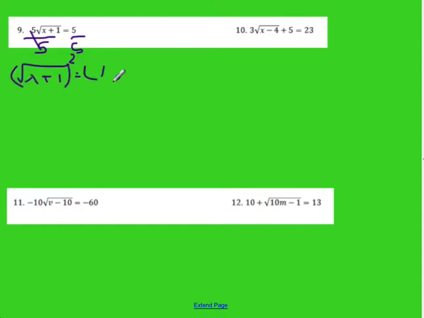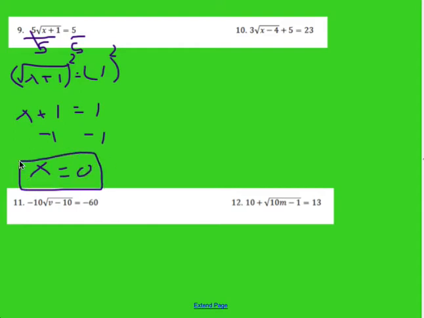Then I'm going to go ahead and square both sides. Left underneath the radical is x plus 1, and 1 squared is just 1. So now I'm just solving a normal equation. So I'm going to subtract 1 from both sides, and I get that x is equal to 0 as my final answer for number 9.